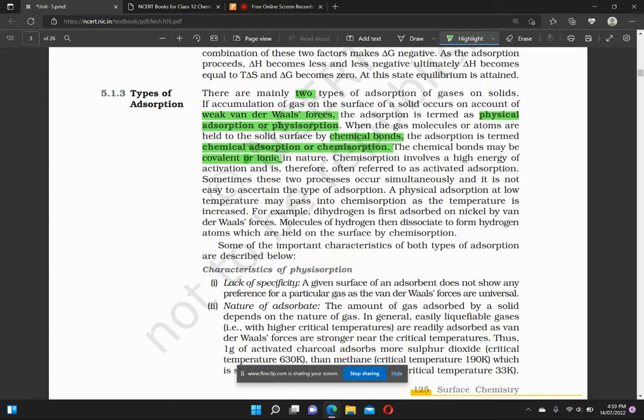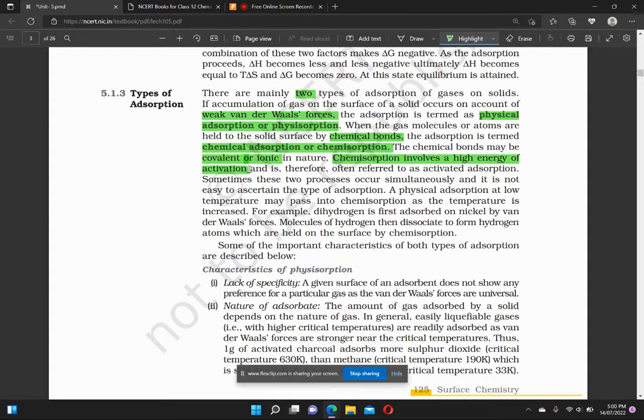Is that clear? Chemisorption involves a high energy of activation. So chemisorption involves high energy of activation. This is important. Activated adsorption means high energy of activation. High energy is needed for activating that adsorption process.